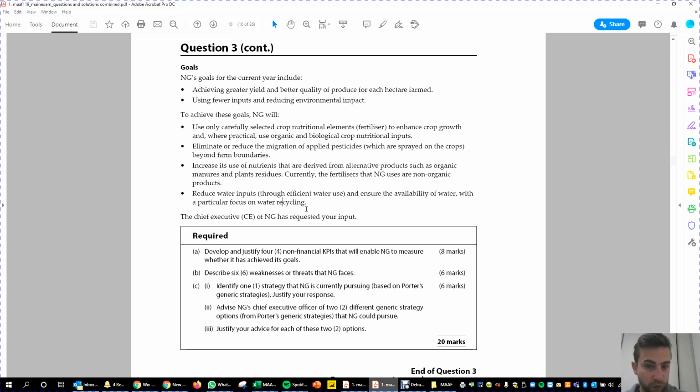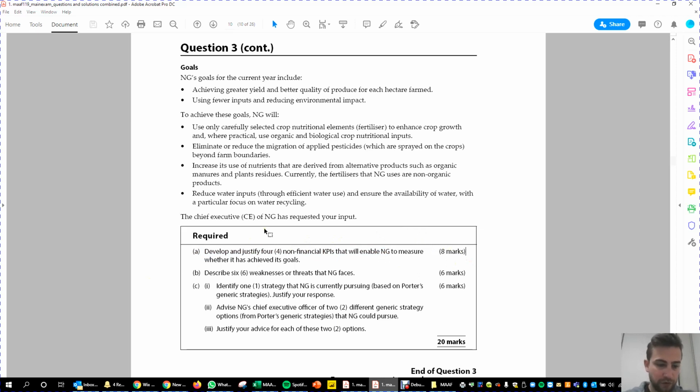So you could use the percentage of water that's recycled, or you could say the number of non-recycled water per ton of output. So those are two options you could use. And then linking it to the question, so these will measure whether there's reduced environmental impact. Okay. You could also measure it to link it to this one here, which is using fewer inputs. So that's how you answer part A. We've identified 4 things, and we've given 4 justifications.